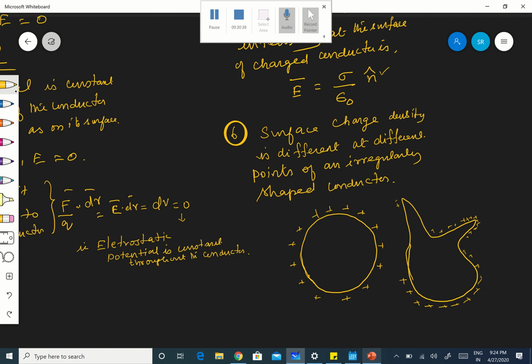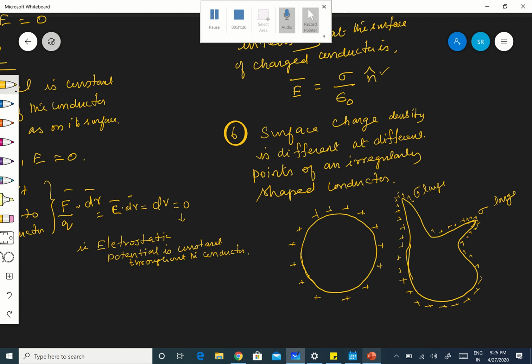Therefore, at the sharp points, what will happen? Many charges will be accumulated. Okay, therefore surface charge density here, very very important. The radius of curvature at this point is small. The radius of curvature is small means what happens? Sigma will be large. What is sigma? Charge per unit area, na? Therefore sigma will be higher. But here sigma is small. Why?